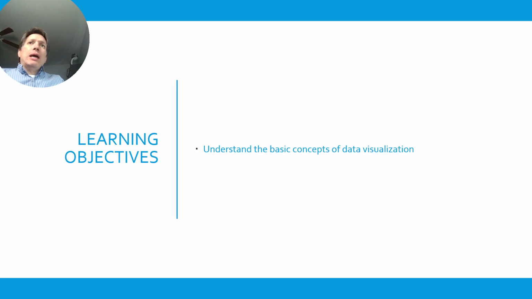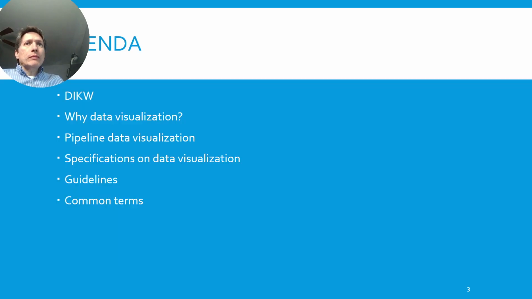The agenda for today is to review a little bit about the cascade of data, information, knowledge, and wisdom. Have a brief comment about why data visualization is important. Then start to describe that pipeline to build a data visualization, some specifications, some guidelines, and an exploration of some common terms. That said, the first question that we need to ask ourselves is what is data visualization?